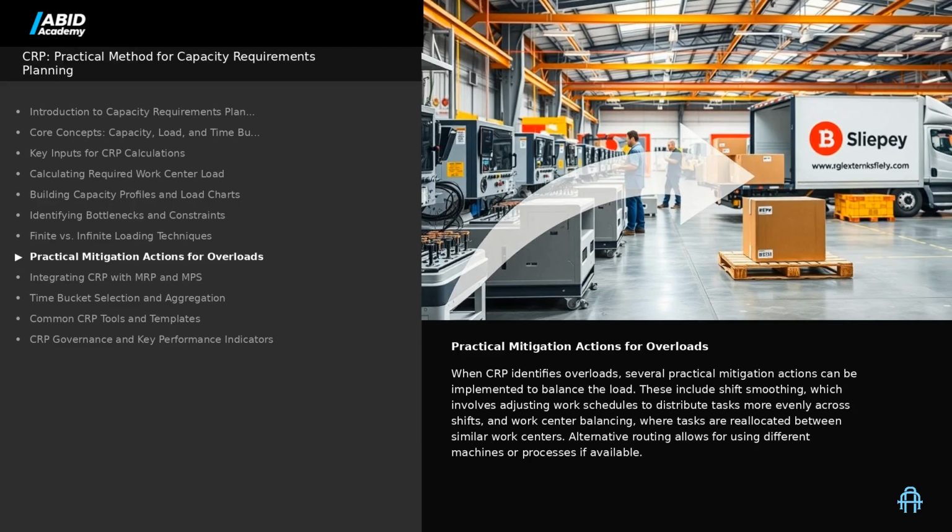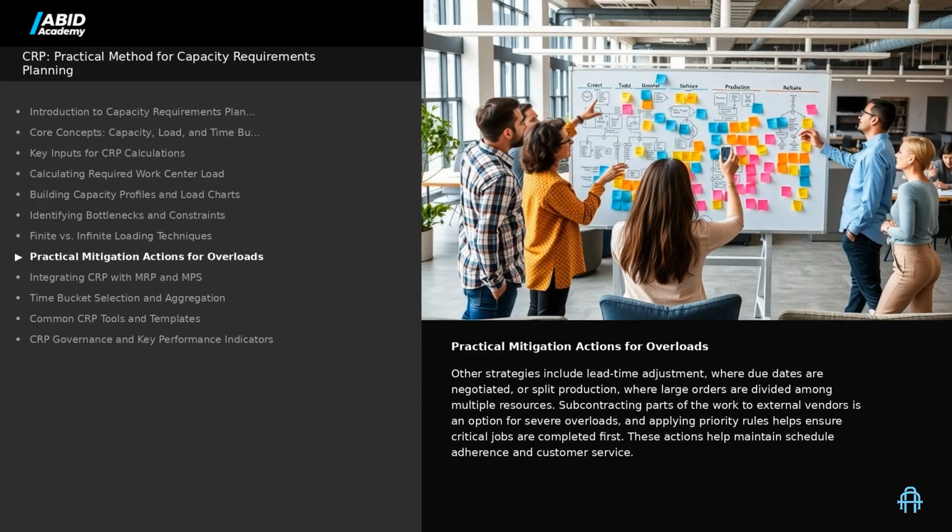Alternative routing allows for using different machines or processes if available. Other strategies include lead time adjustment, where due dates are negotiated, or split production, where large orders are divided among multiple resources. Subcontracting parts of the work to external vendors is an option for severe overloads, and applying priority rules helps ensure critical jobs are completed first. These actions help maintain schedule adherence and customer service.